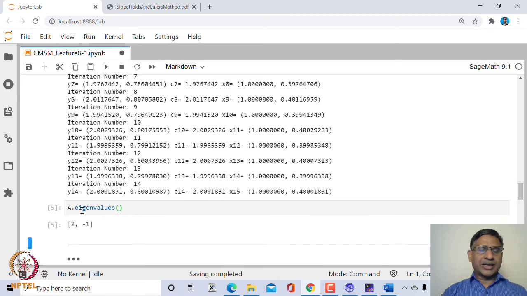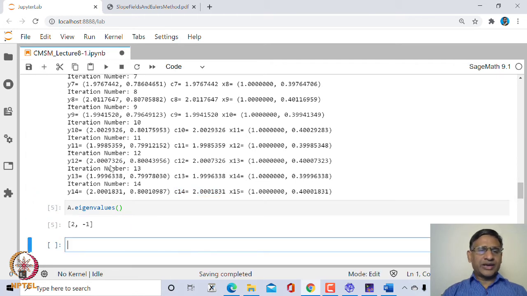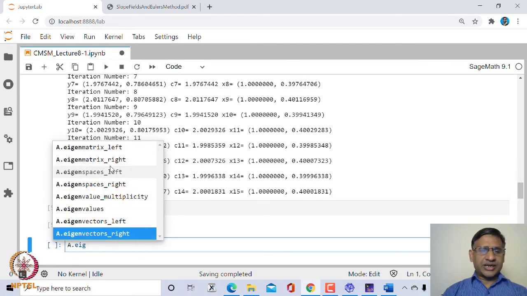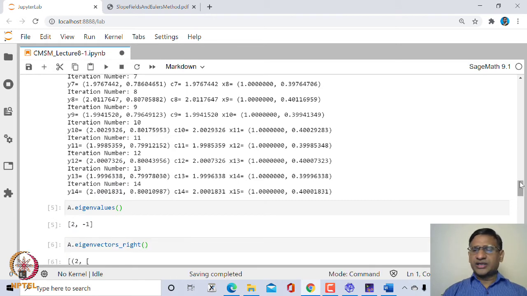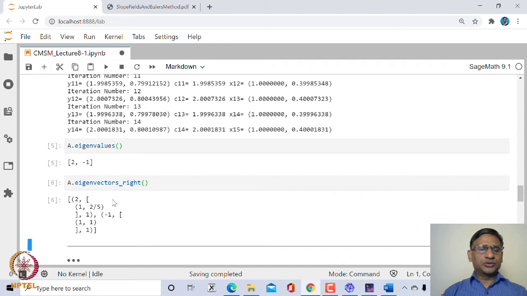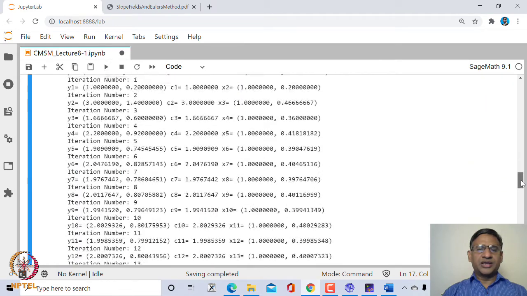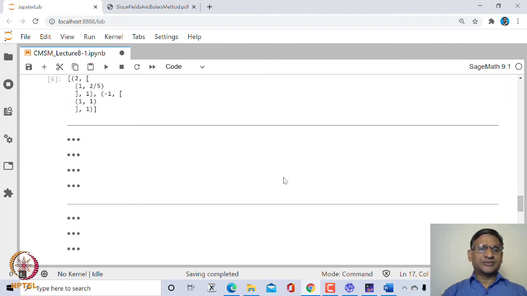A's eigenvalues are 2 comma minus 1, and that is what you are getting here, Ck, and let us also find out what are the eigenvectors. So, A dot eigenvectors will give us the eigenvector. The eigenvector corresponding to eigenvalue 2 is 1 comma 2 by 5. 2 by 5 is 0.4, and so that is what you can see here. This is 1 comma 0.4 approximately. So, that is how you can apply this method to find the dominant eigenvalue and corresponding eigenvector.